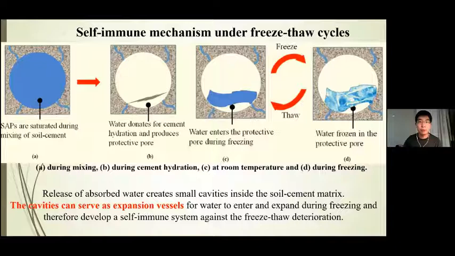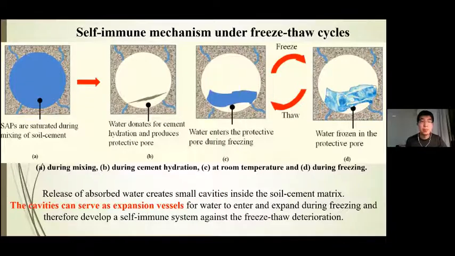So we proposed a mechanism of the self-immune system under the freeze-thaw cycles. You can see from the 4 figures, first the SAP was added in the soil cement system and SAP was saturated during the mixing of soil cement. And as the cement hydration happens, the water is gradually released from the SAP to the surrounding cementitious matrix to help the cement hydration process.